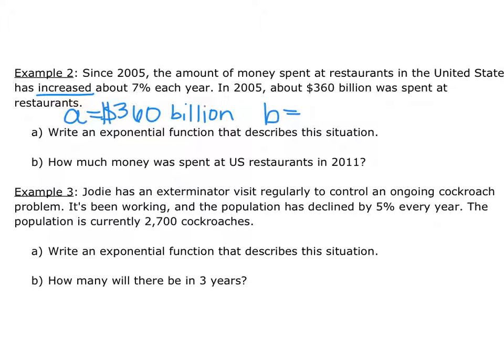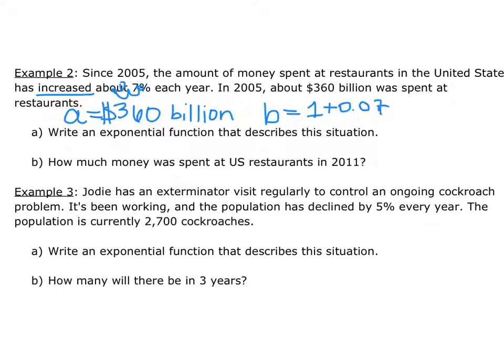So what we have to do is make that a number bigger than 1, right? So first of all, we're going to change that 7% to a decimal. So it's going to be 0.07. So what do we do to that 0.07? We have to add it to 1. So 1 plus 0.07.